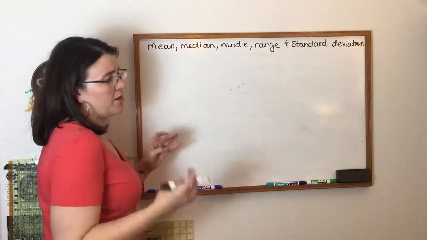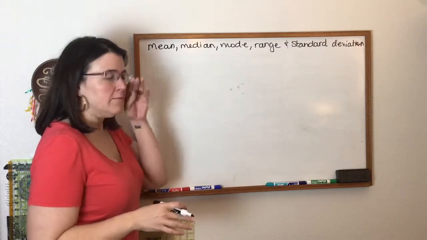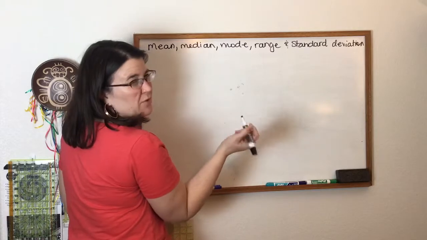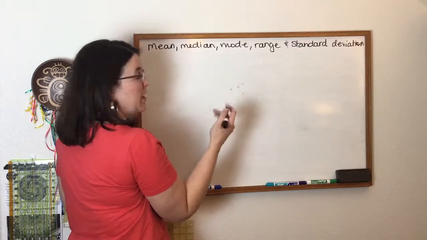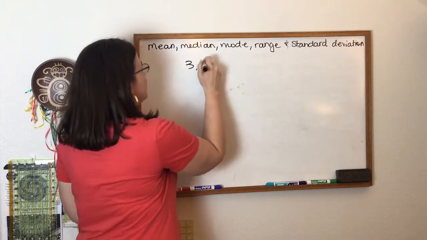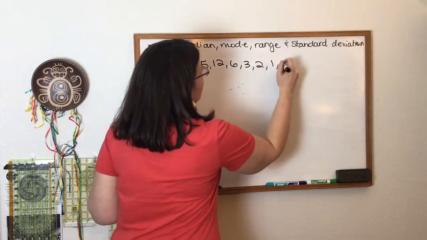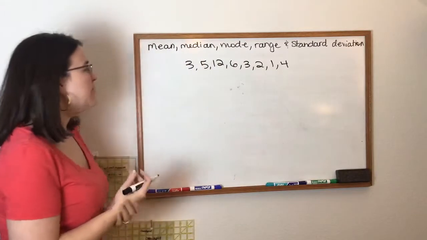I'm just going to come up with a set of numbers. I'm going to stick with kind of small numbers so that I can do most of this in my head or by hand. All right, so here's my set of numbers.